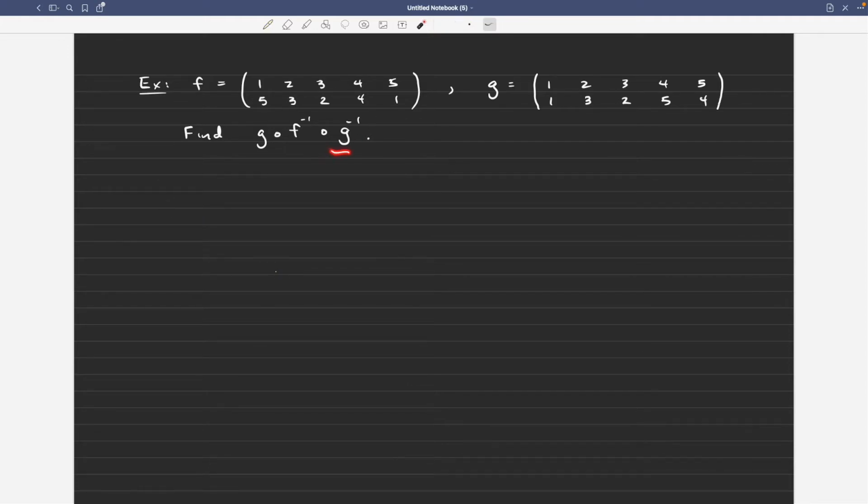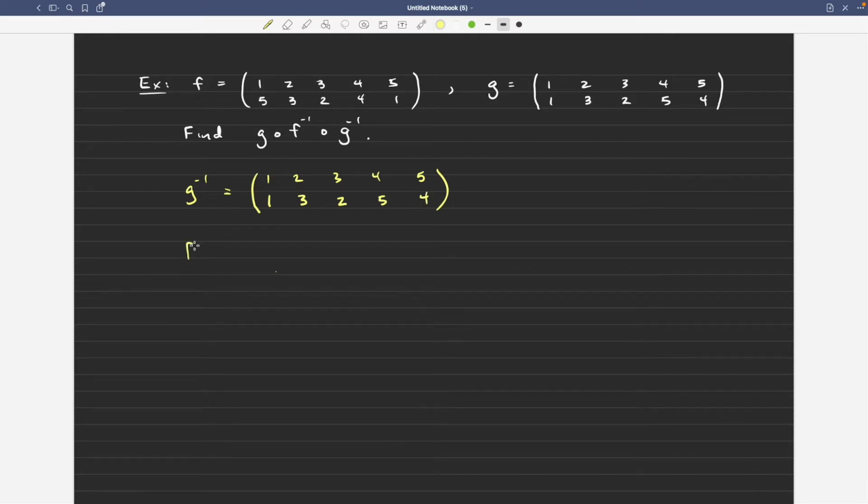Bear in mind, the order goes from right to left when you're reading composition, right? You do the one that's on the right first, then you do the middle one, then you do the last one. So I'm going to write down G inverse first here. So G inverse. Okay. So 1, 2, 3, 4, 5. I'm going to skip a step of swapping the rows, and I'm just going to go, okay, after I swap the rows, 1's going to go to 1, 2's going to go to 3, 3's going to go to 2, 4 is going to go to 5, and 5 is going to go to 4 for G inverse.